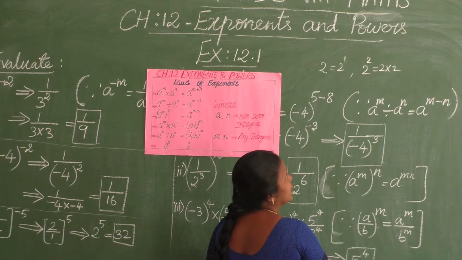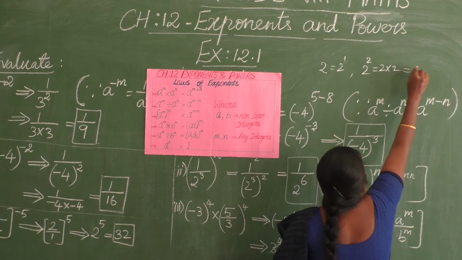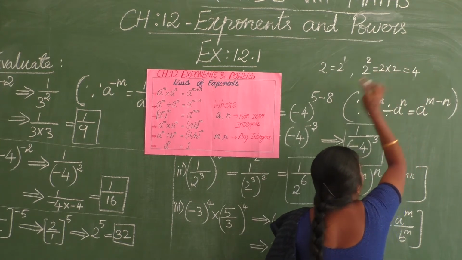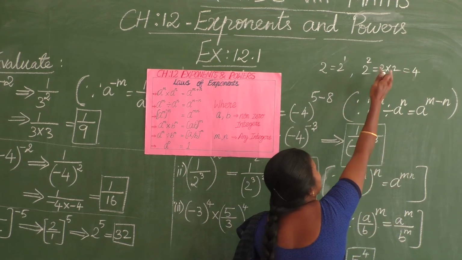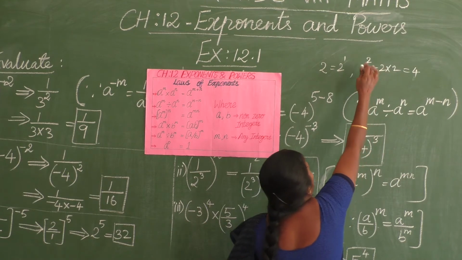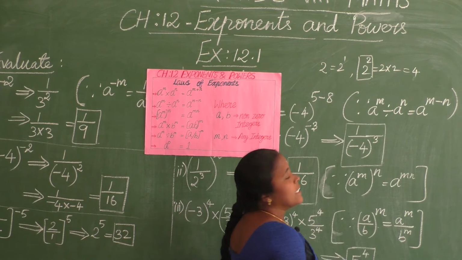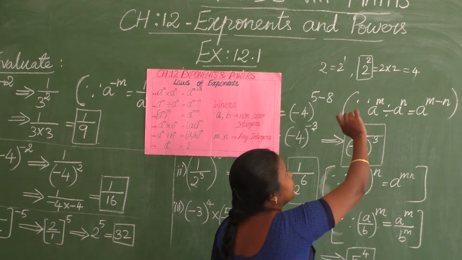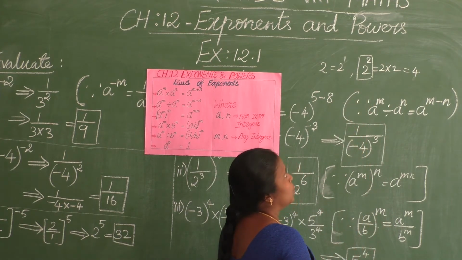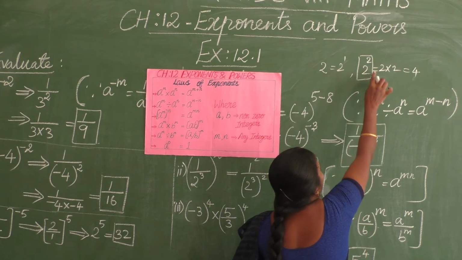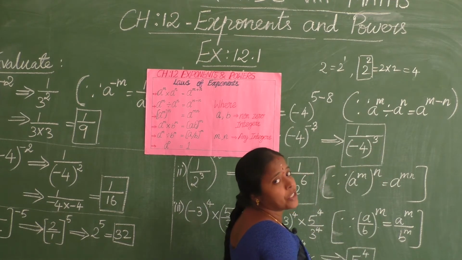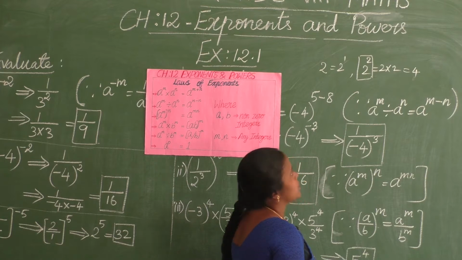Yes or no? 2 into 2. See, 4 can be written as 2 into 2. The 4 can be written in the exponential form. Actually, this form is called exponential form. What is it called? 2 square, 2 raised to the power 2. This formation is called an exponential form.